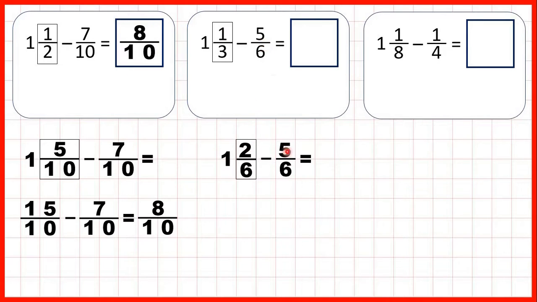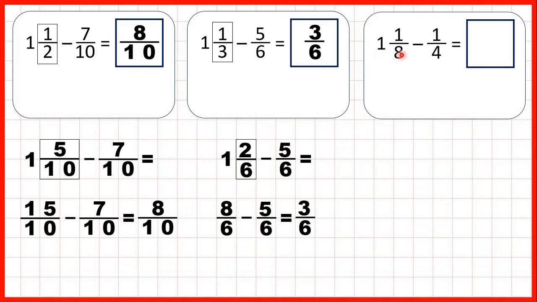But we need to subtract 5/6, and we only have 2/6 in our mixed number, so we need to change it to an improper fraction. 1 times 6 is 6, plus 2 is 8, so that's 8/6. So now we can subtract 5/6. The denominator stays the same. 8 minus 5 is 3, so our answer is 3/6.